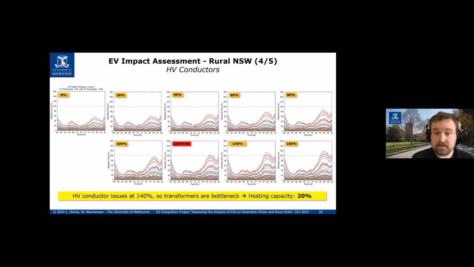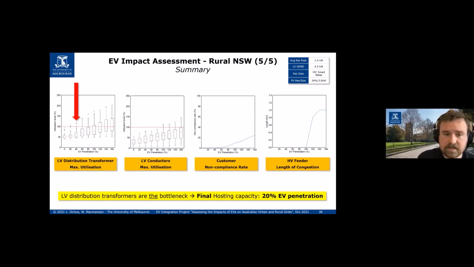So for the HV conductors, it's getting better as we go through these impacts. We start seeing significant problems at 140%, 160%, whereas at 120%, we see one or two lines with a slight overload, so we can just about say that's okay. But as before, the bottleneck is still those LV distribution transformers. If we move on to the summary, we can see those LV distribution transformers are the real problem here. We can also see that by the maximum penetration, there's about 1 kilometre of HV lines that are congested. If you have to replace that, that can be quite significant.